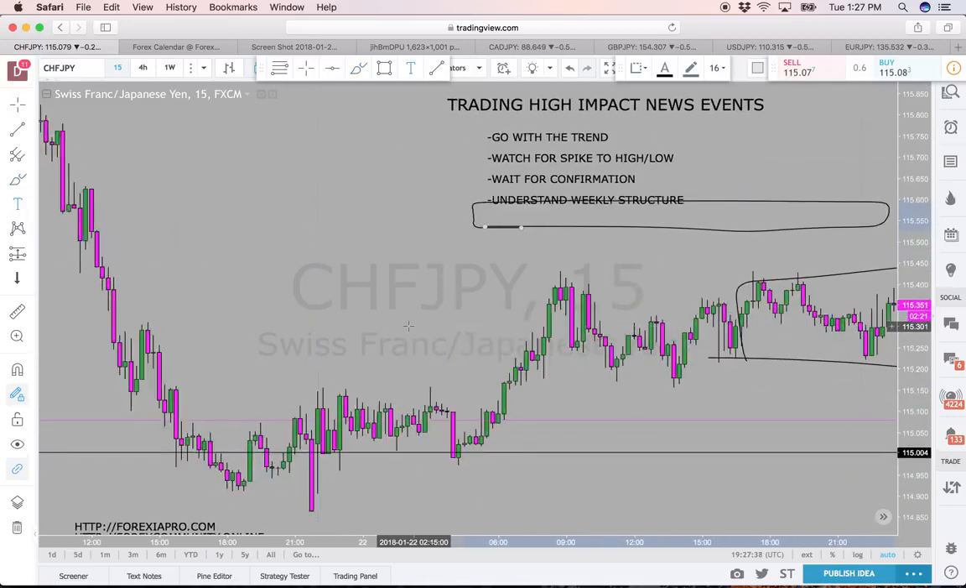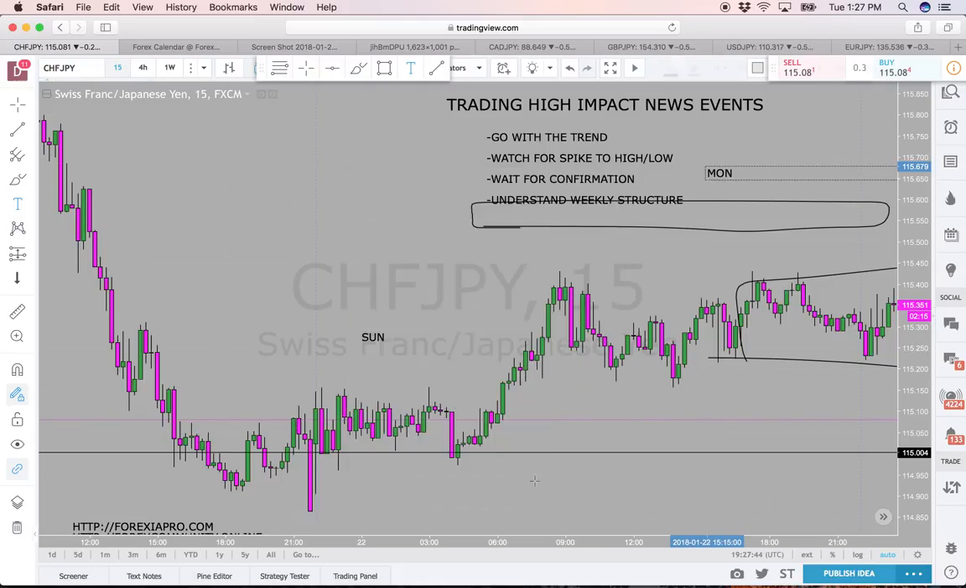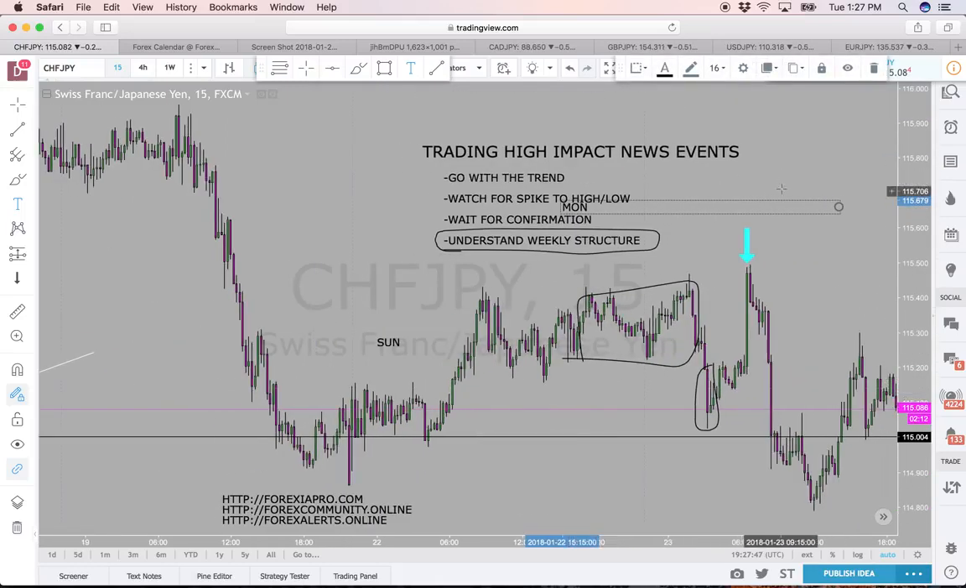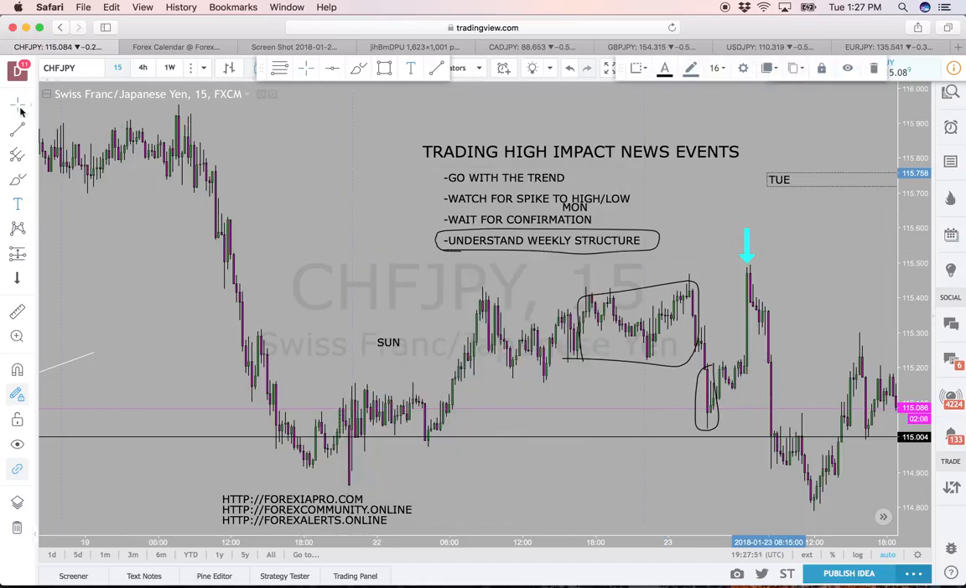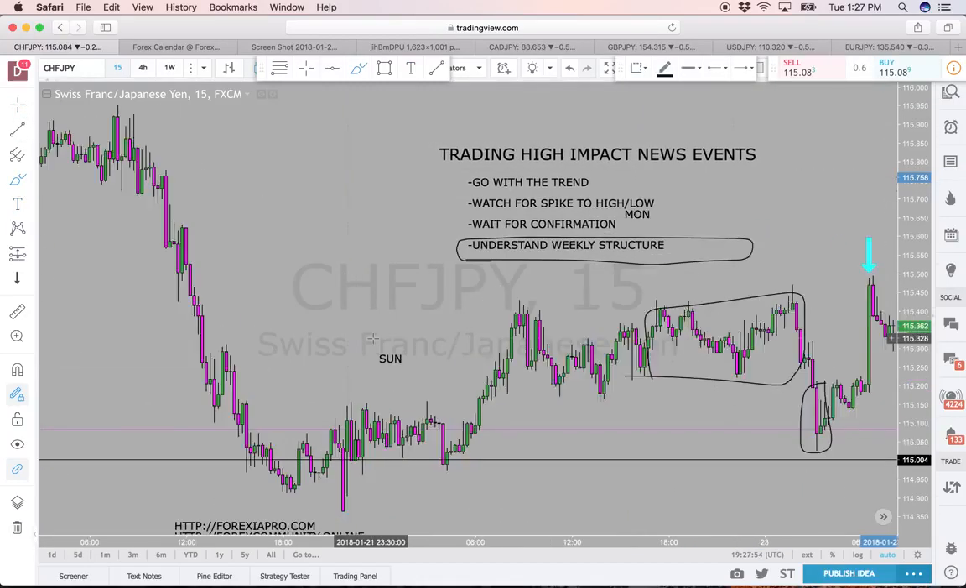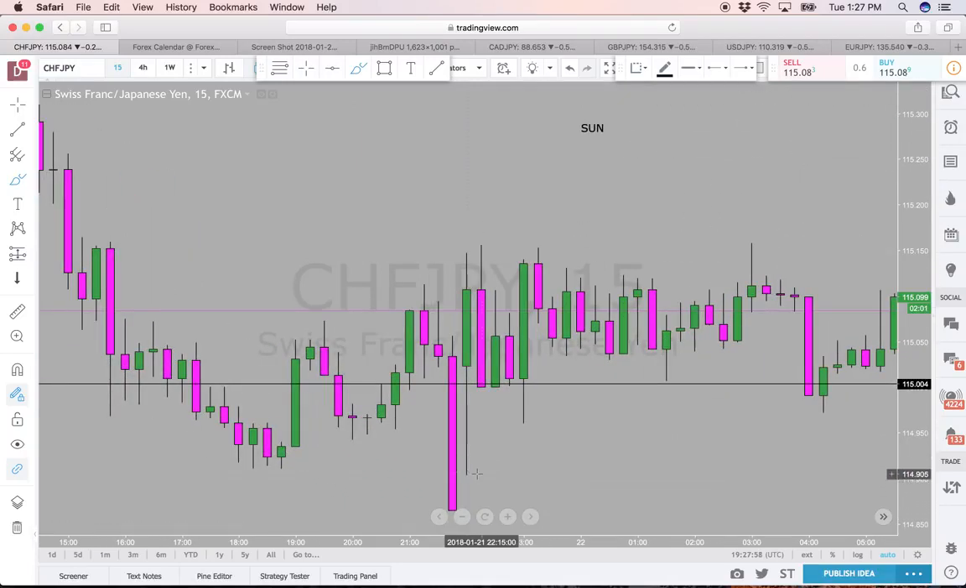We had Sunday, Monday, Tuesday. So, Sunday, what is this? Check it out. There's a gap that has not been filled. On Sunday, the market gapped up and then consolidated off of this gap.